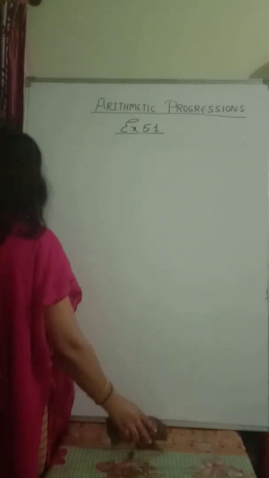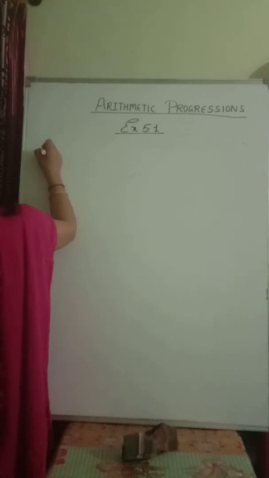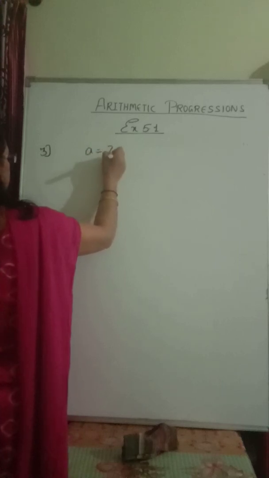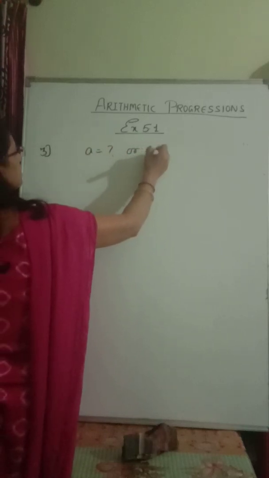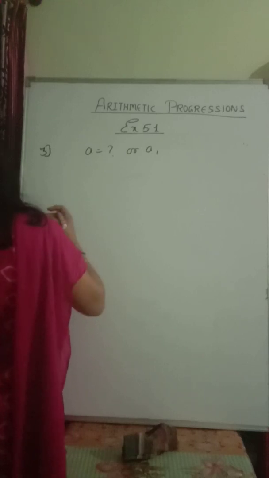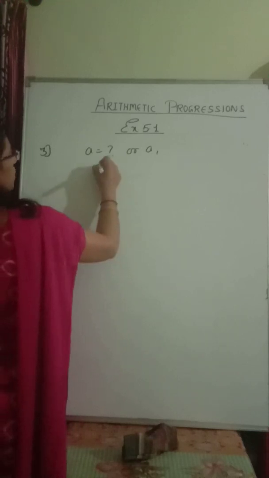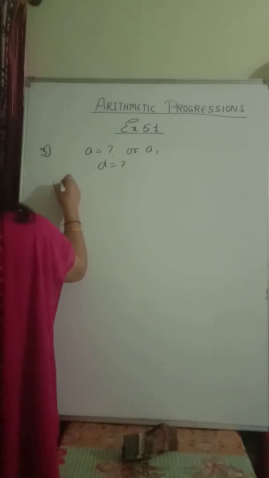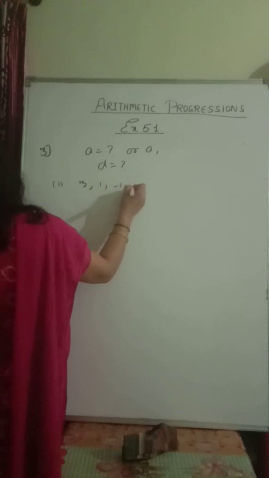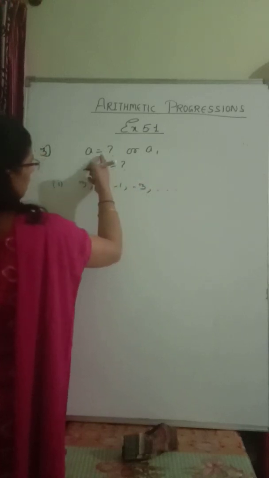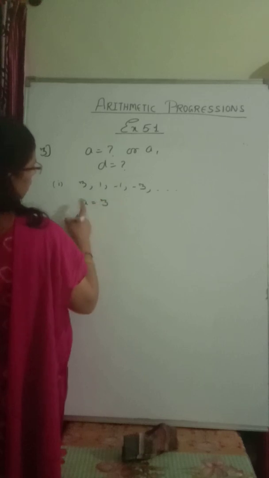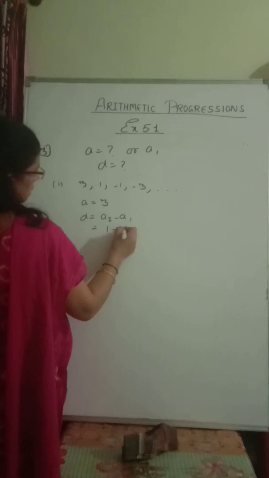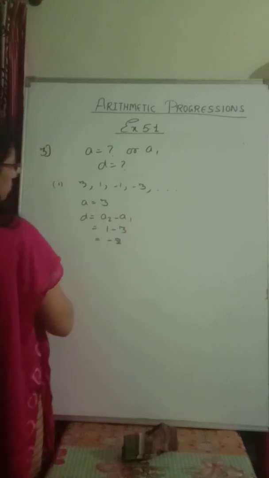Now let us move to the third question. For the following AP, write the first term. We have to write the first term A, which we can also call A1, and the common difference D also. The first series is 3, 1, minus 1, minus 3 and so on. What is A? A is 3. How do we find the common difference? A2 minus A1. What is A2? 1 minus 3. That means minus 2 is the common difference.